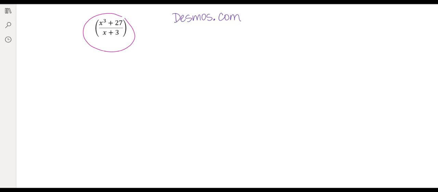So let's first look at this correctly, and then I'll show you the common error and then also how Desmos can help you identify that you have made an error.